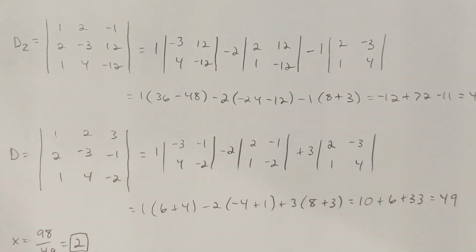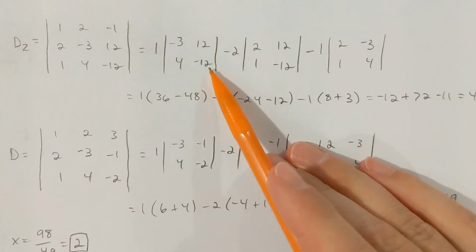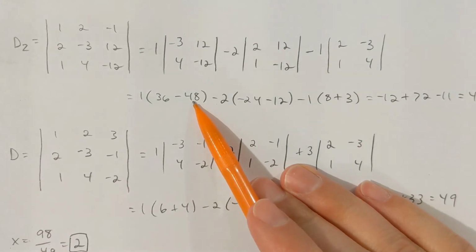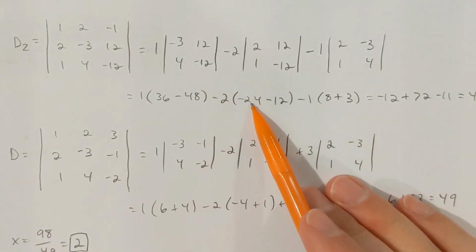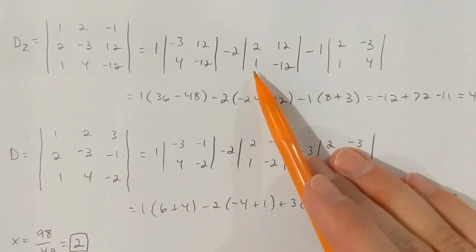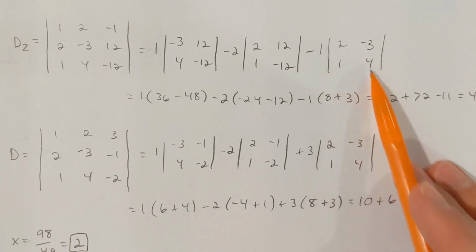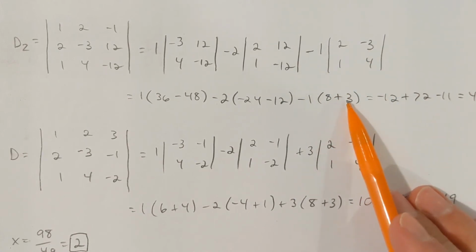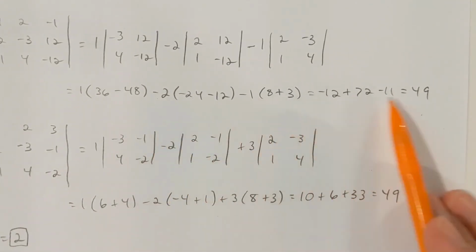Simplify that. So 1 times negative 3 times negative 12 is 36, minus 4 times 12 is 48. Minus 2 times negative 12 is negative 24, minus 1 times 12 is 12, and then minus 1 times 2 times 4 is 8, minus negative 3 or plus 3. Okay, and I'm getting 49 then when you simplify that.